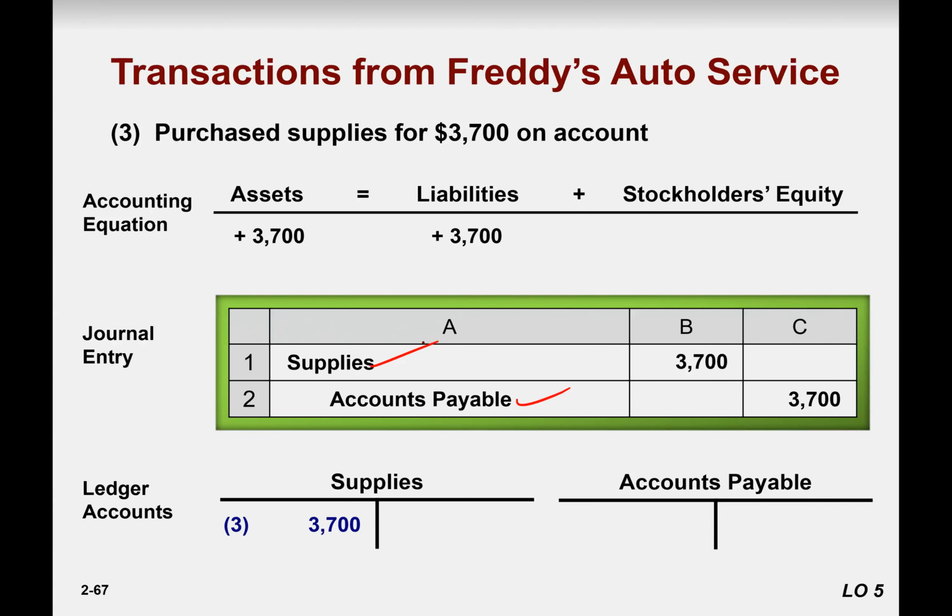both supplies and accounts payable. We are going to post it accordingly. So 3,700 against the third transaction. In the third transaction, supplies are debited against accounts payable. Third transaction, accounts payable is credited against supplies.